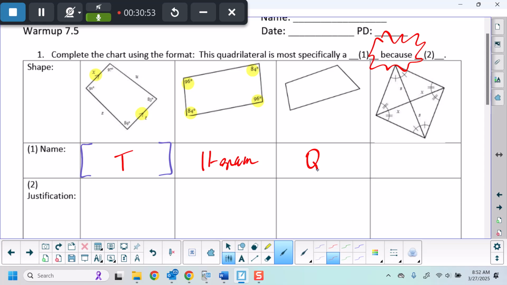Wow, we got more information than we know what to do with on this one. This trapezoid is most specifically a, yeah, we're definitely going to go with rhombus. And they gave us a couple clues. Do you see how these diagonals are both bisected? But see how they used a different letter, a different variable for them?